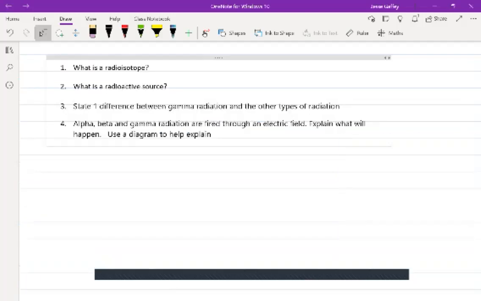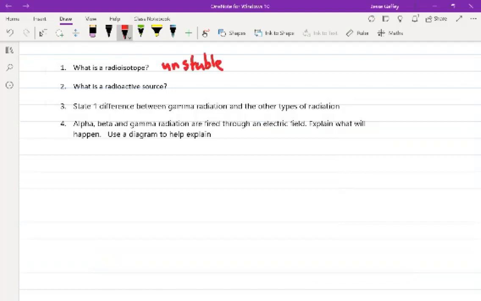Okay, so what is a radioisotope? A radioisotope is an isotope with an unstable nucleus. Okay, so you should have mentioned unstable nucleus. You should definitely have this phrase in your answer. Unstable nucleus. So an isotope with an unstable nucleus. Now you should have a full sentence. I am just telling you the key bit you need to have in there. What is a radioactive source? Well, it's a material, and it has a lot of unstable nuclei.